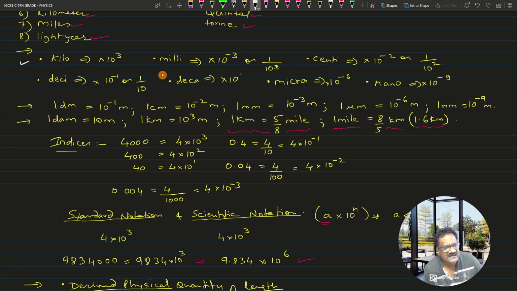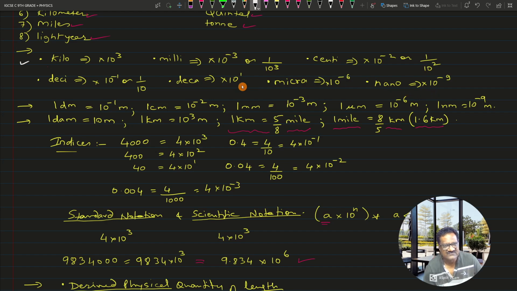So kilo, milli, centi are nothing but prefixes which can be attached in front of any unit. Suppose you are talking about meter: you can say kilometer, millimeter, or centimeter. Suppose you are talking about mass: you can say kilogram, milligram, or centigram. Normally you don't say centigram, but milligram and kilogram you can use for 10 raised to minus 3 and 10 raised to 3. Deci is 10 raised to minus 1, deca is 10 raised to 1, micro is 10 raised to minus 6, and nano is 10 raised to minus 9.